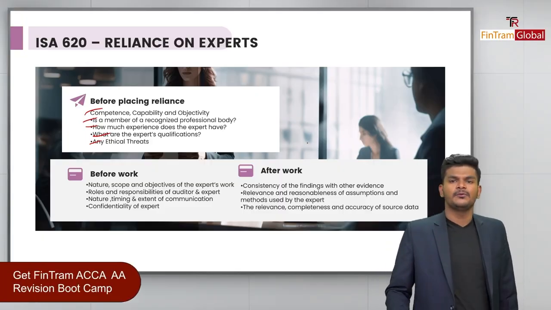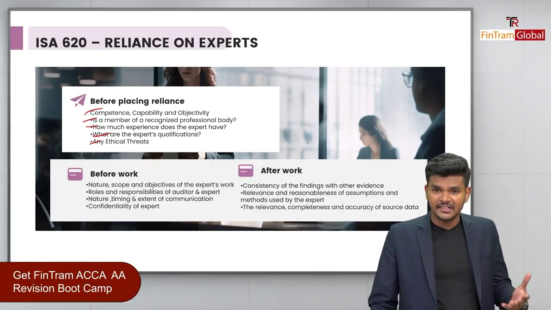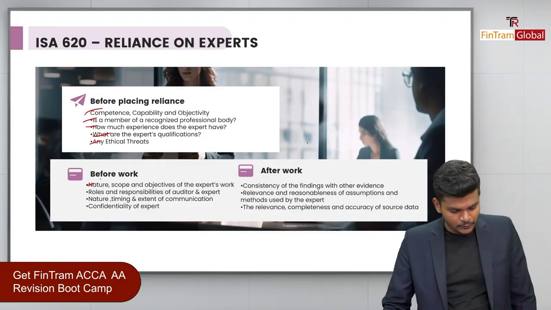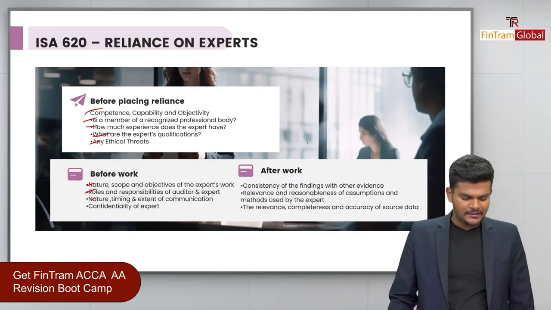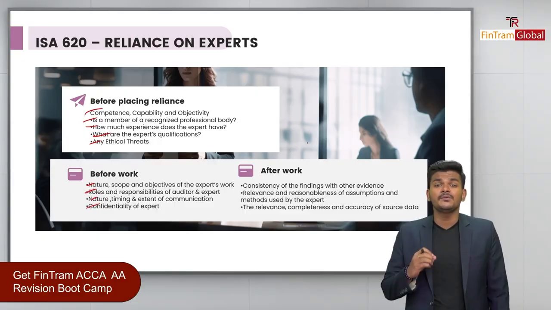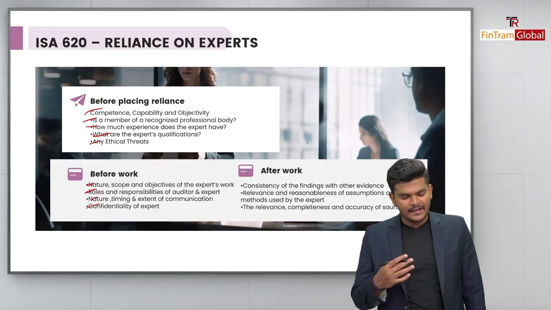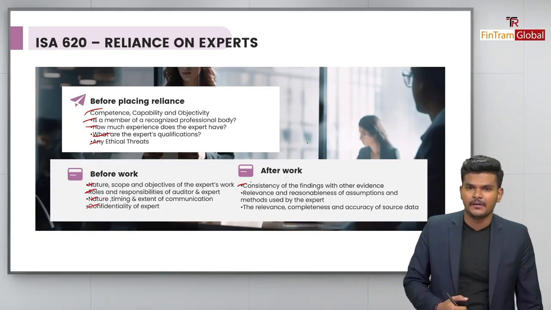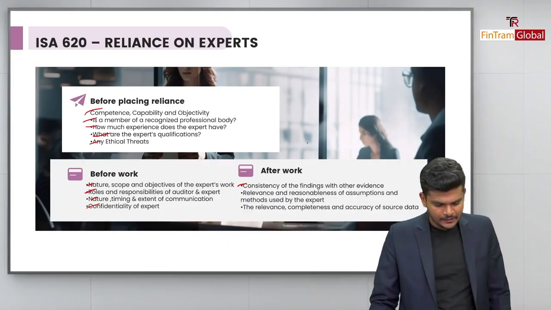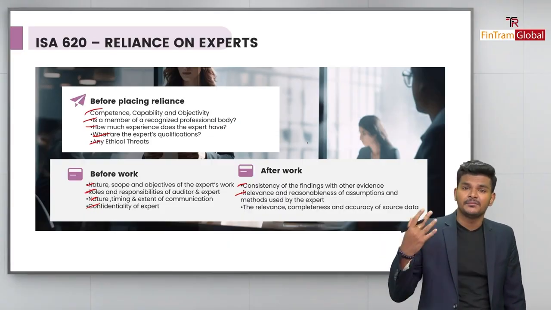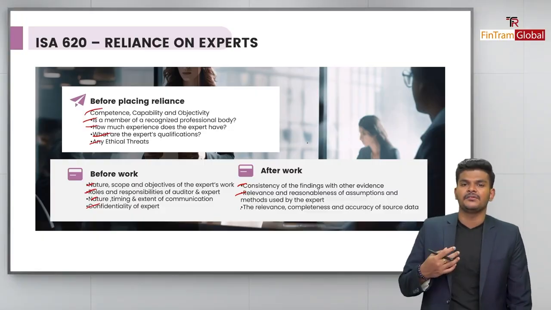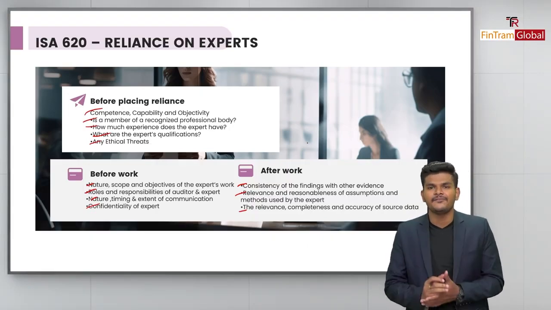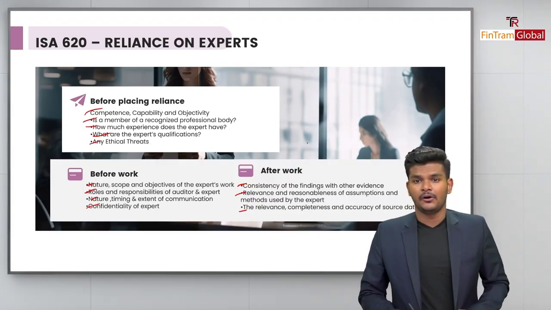And before doing the work, if it's an auditor's expert, we agree the nature, scope, and objective of the expert's work, the roles and responsibilities that they have, and the nature, timing, and extent of communication, and we make them sign confidentiality agreements as well. Okay, folks. And then after the work, we ensure the consistency of their work with the other findings that we obtained as audit evidence, and the relevance and reasonableness of the assumptions they've used, as well as the completeness and accuracy of the source data from which they have done calculations and so on. Okay, folks.